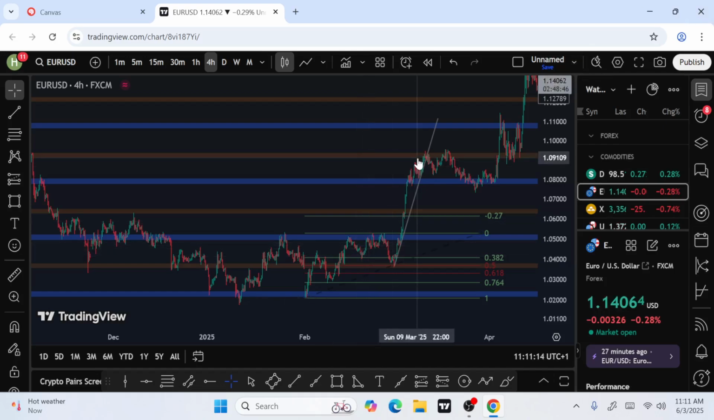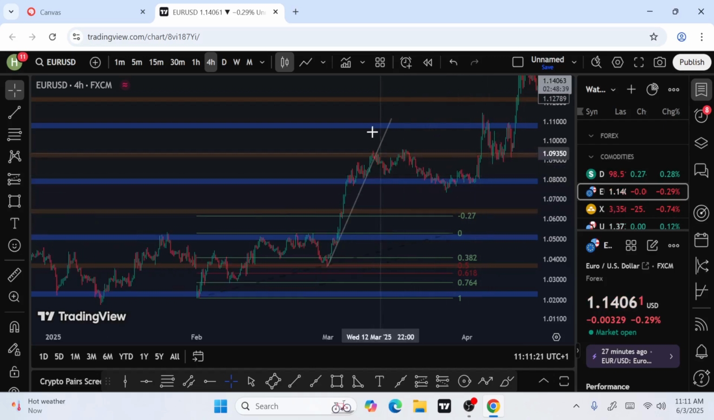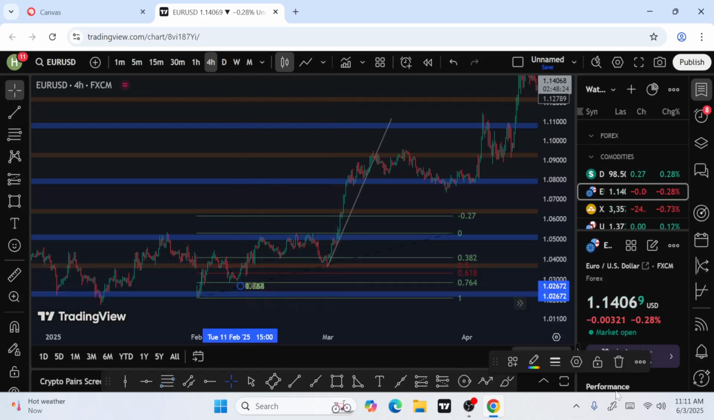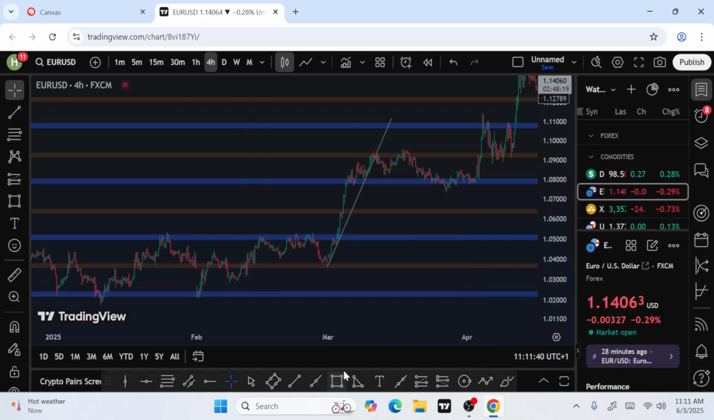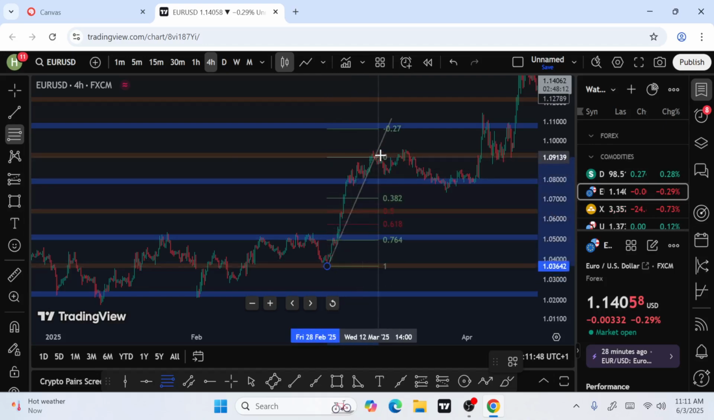Now you have this to this. Market broke up, boom, to this side. Now when the breakout happened, you are trying to look out for the entire retracement of this impulsive movement. So what will you now do? Your Fibonacci. From this lowest point to the highest point.